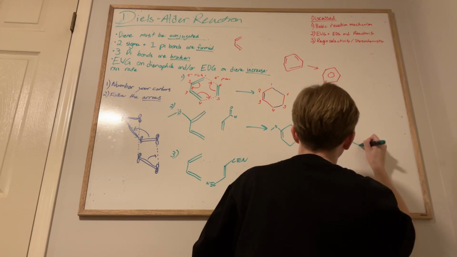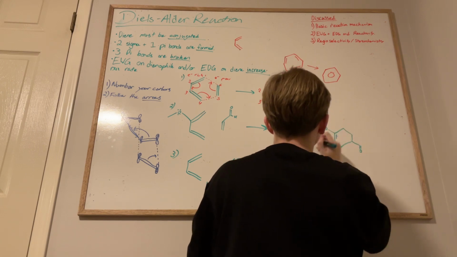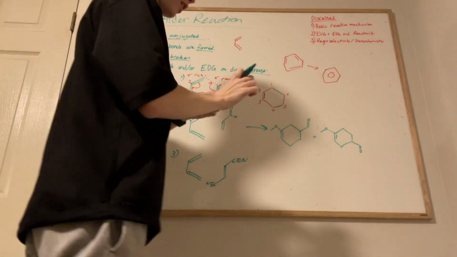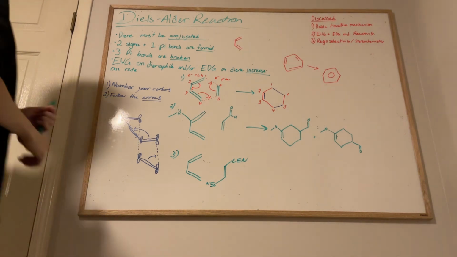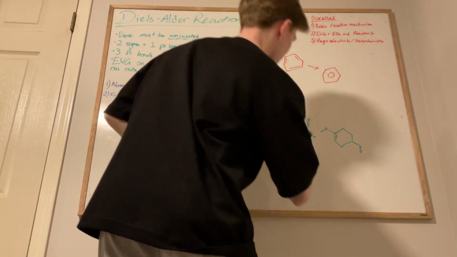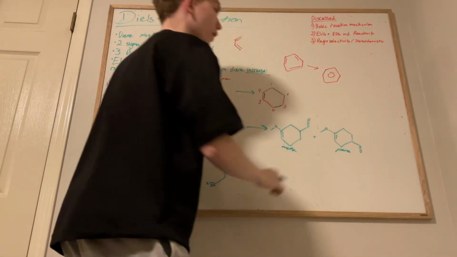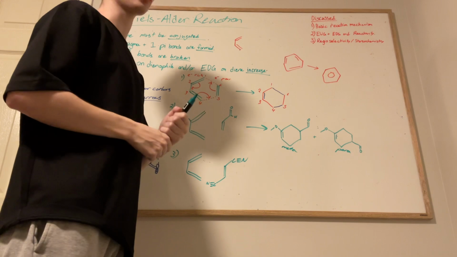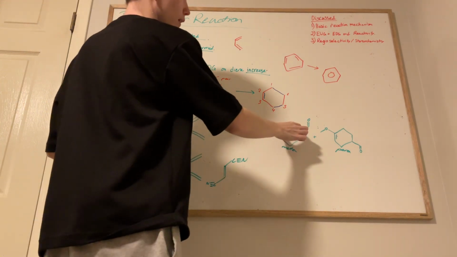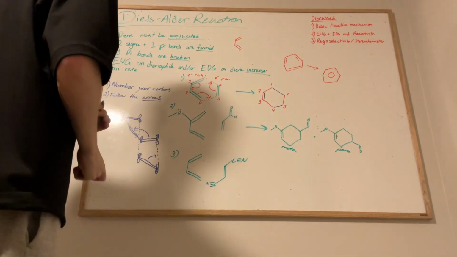So this is just an example, right? There's 2 potential products here. But what's going on here is we can either get a meta product or we can get a para product. Now this is a meta product here, and this is the para, and we're talking about the arrangements of the substituents with respect to each other. So meta being 2 carbons away from each other, para being opposite to each other, okay?